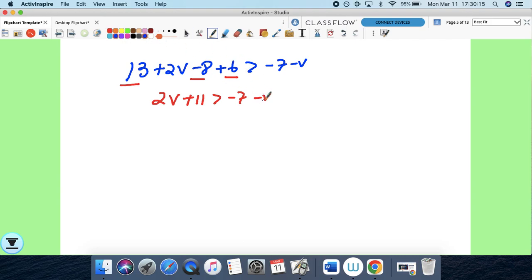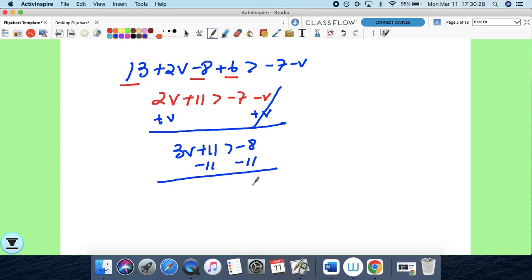Get rid of the variable with the smaller coefficient, I mean. So I'm going to do plus v. That goes away. 2v plus v is 3v plus 11 greater than negative 7. Minus 11, minus 11. Hang on a second, did I just do 13 and 8 is 5. 5 plus 6 is 11. Just making sure. And, oh, this is negative 7. I don't know where I got negative 8, sorry.